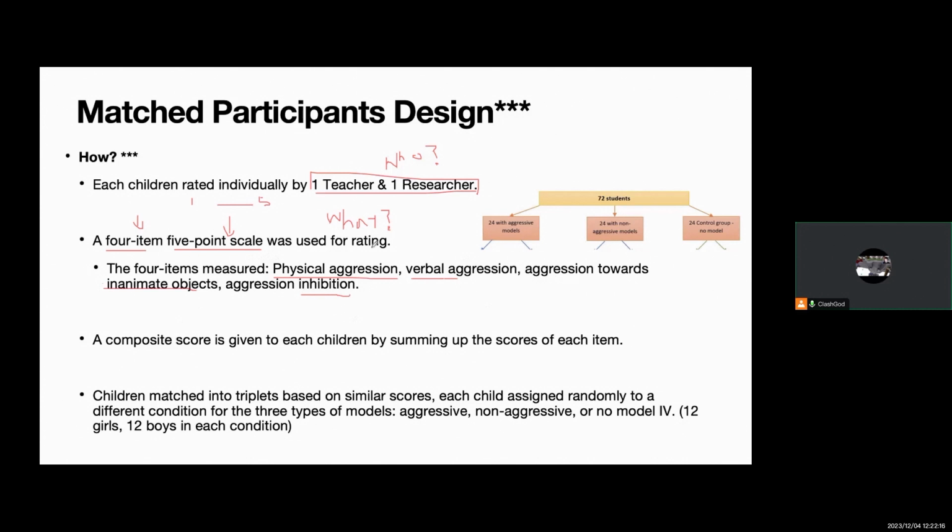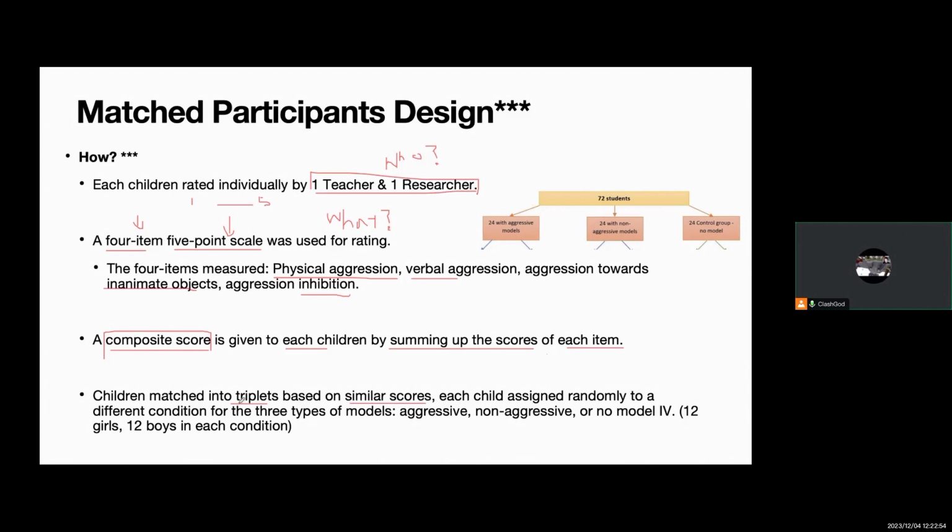And after these 4 items, the 4 separate questions measuring physical, verbal, inanimate, and inhibition, are rated by the researcher and teacher, a composite score is given to each student by summing up the scores of each item, the score from each question. So who, what, and the composite score is produced. And after a composite score is produced, we know the prior aggression level of each child. We can then match them into triplets based on similar composite scores.